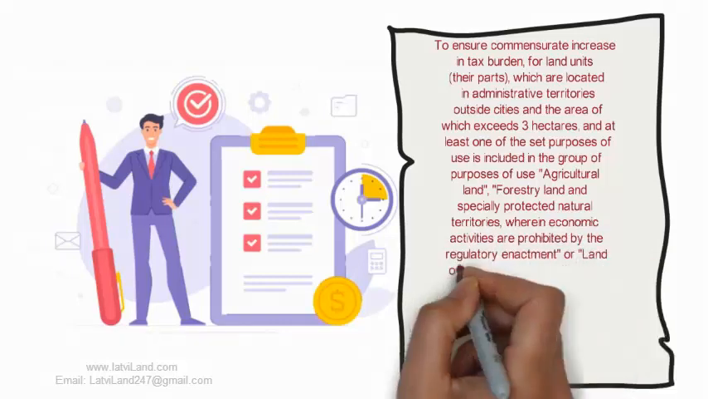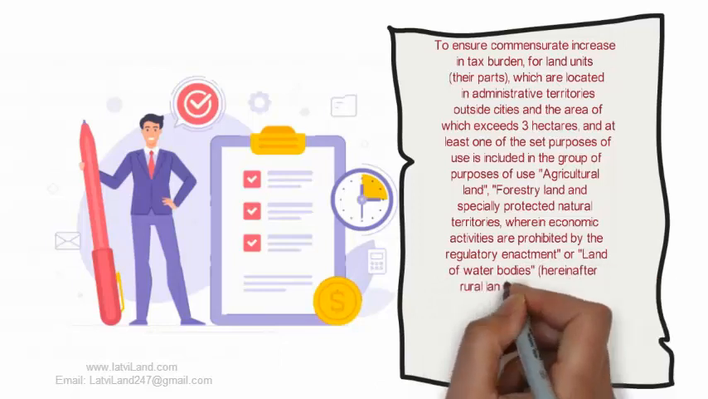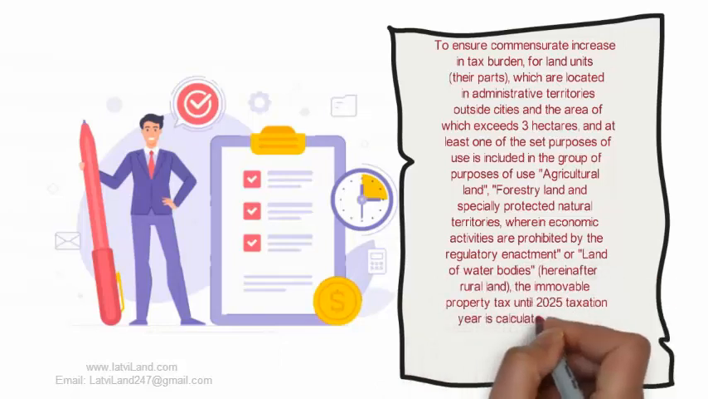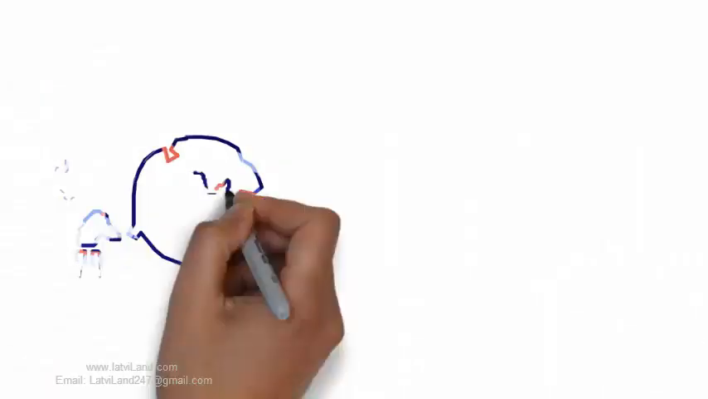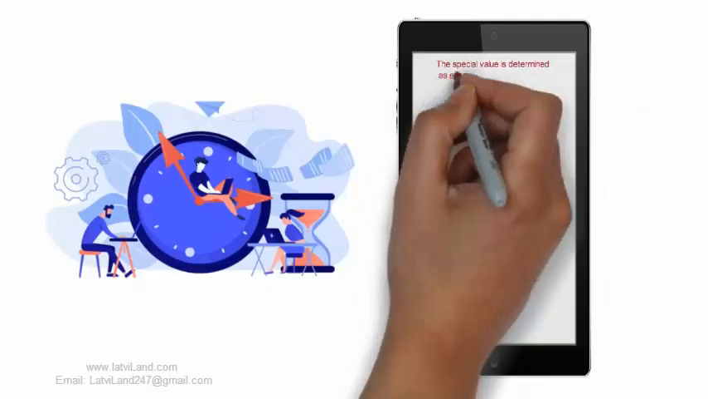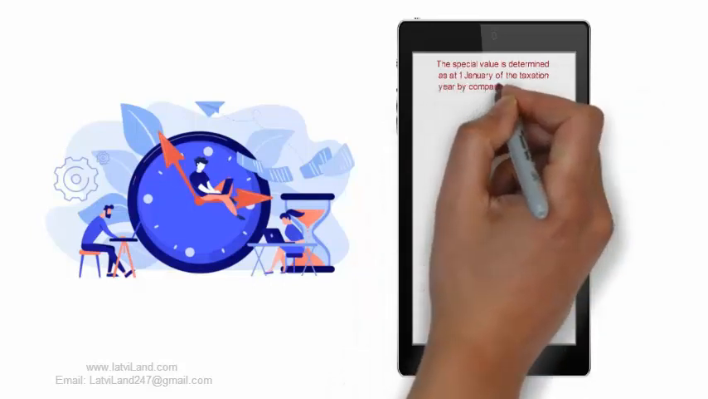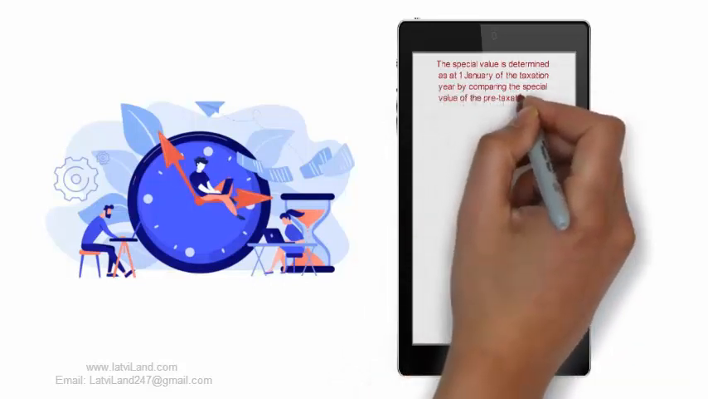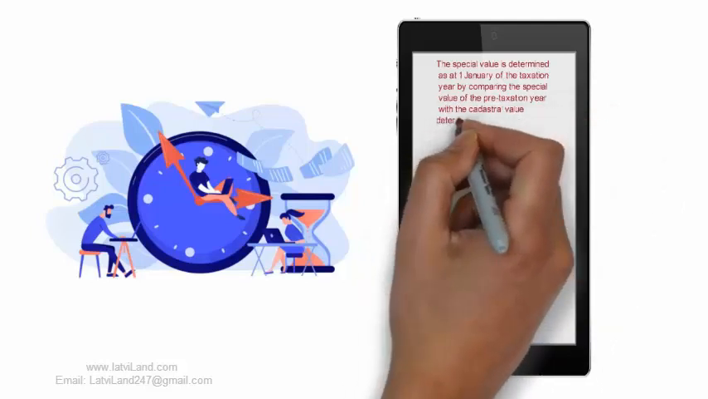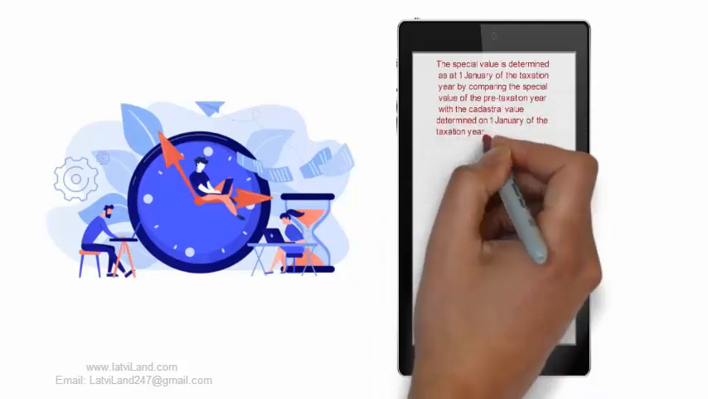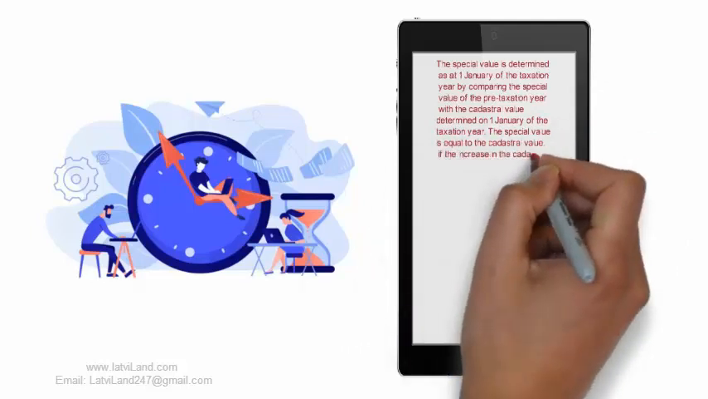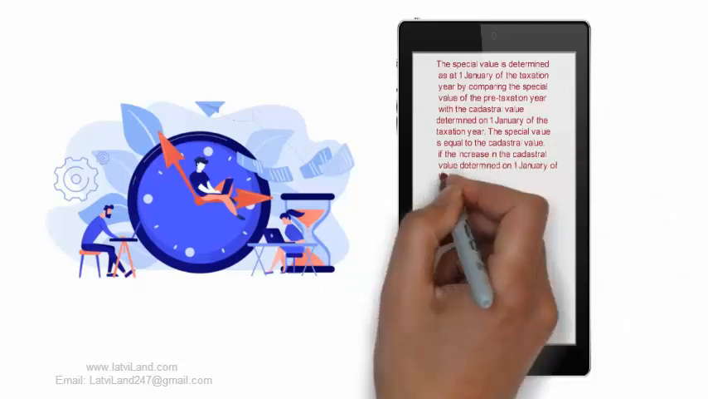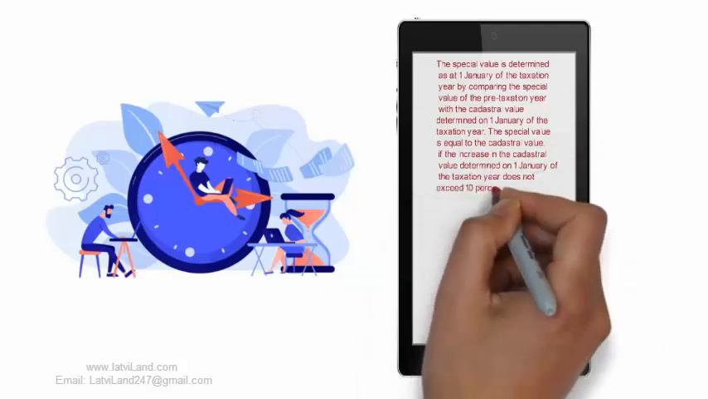The immovable property tax until the 2025 taxation year is calculated from the special value determined specifically for calculating the tax. The special value is determined as at the 1st of January of the taxation year by comparing the special value of the pre-taxation year with the cadastral value determined on the 1st of January of the taxation year. The special value is equal to the cadastral value if the increase in the cadastral value determined on the 1st of January of the taxation year does not exceed 10% of the special value of the pre-taxation year.